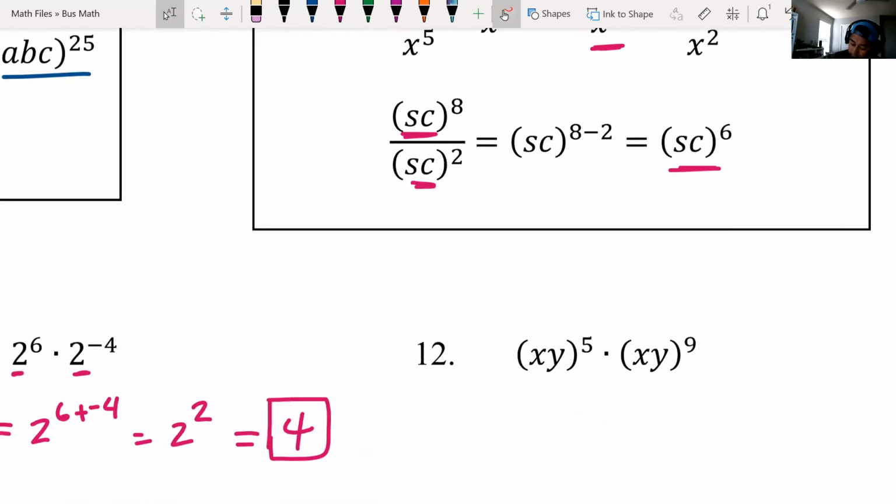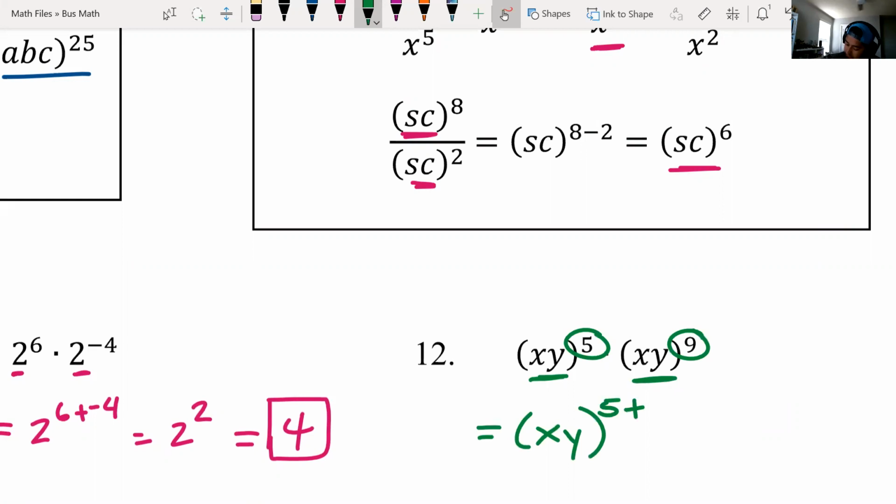12. xy to the 5th times xy to the 9th. Same base multiplying each other. You will add your exponents. So you're going to get xy to the 5 plus 9, which will give me xy to the 14th.